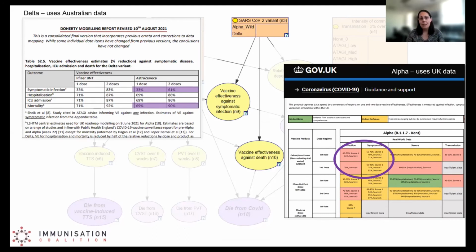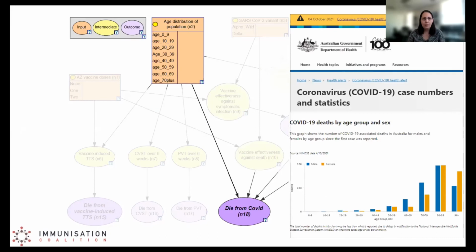Vaccine effectiveness has to come from different sources. We can use Australian data, which is our preference. We're trying to model the risk in Australia. For our Delta strain, we can use the Doherty modelling. However, given that we had very few cases early on in the pandemic, when Alpha strain was prominent, we need to get the Alpha data. We can use UK data for that on the vaccine effectiveness against that Alpha strain. And looking at the risk of dying from COVID based on age, we can get case numbers and statistics from the Australian government website and use that information there.